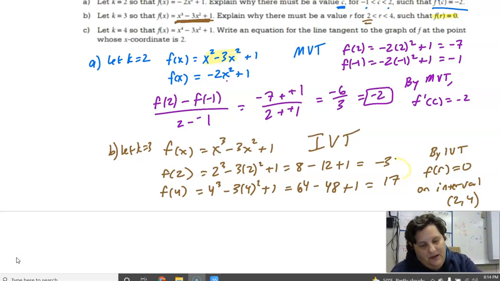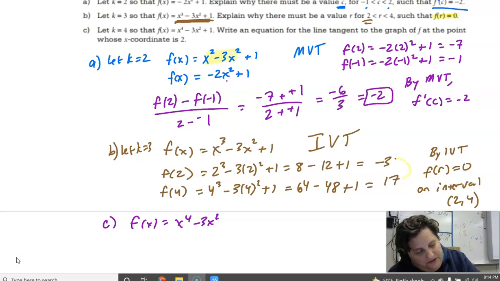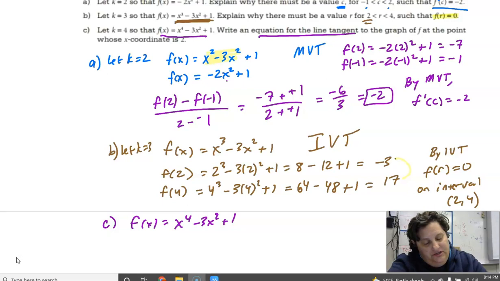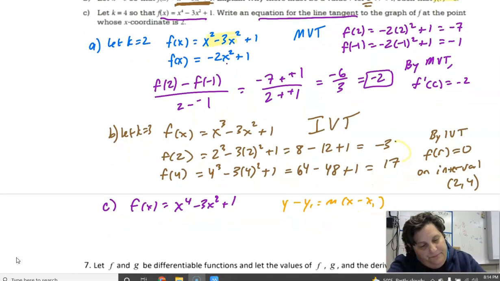All right? Last part. Let k equal 4 so that f of x is x to the fourth minus 3x squared plus 1. That whole let k equal, it's just because we're using a different equation every time. So don't get all hung up on that. Equation of the tangent line. So what do I tell you guys? Whenever we see those words, we're going to write y minus y1 equals m times x minus x1, and fill it in. The point whose x coordinate is 2.